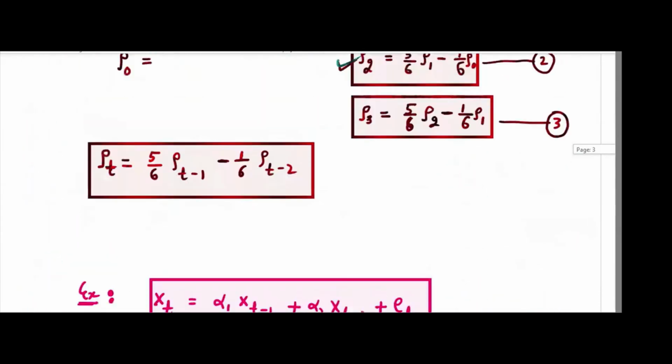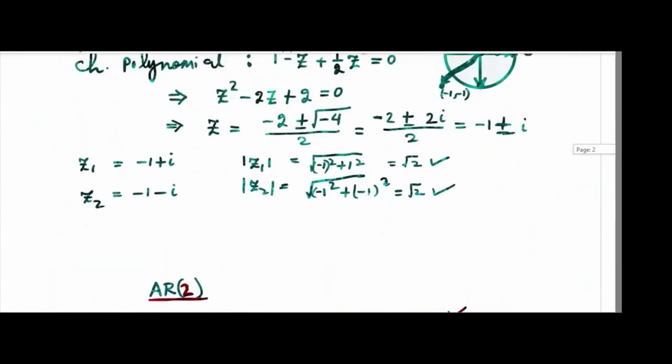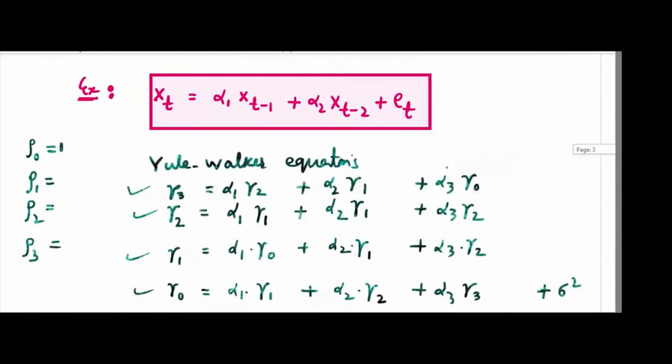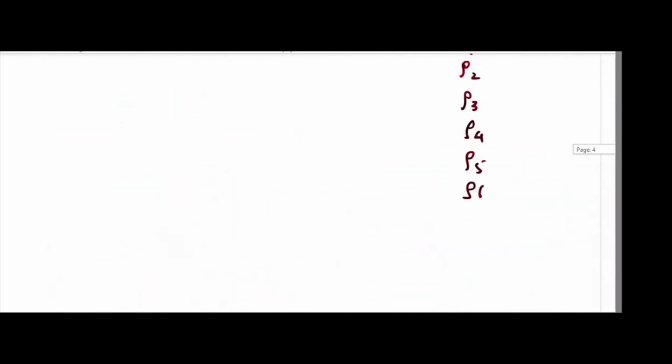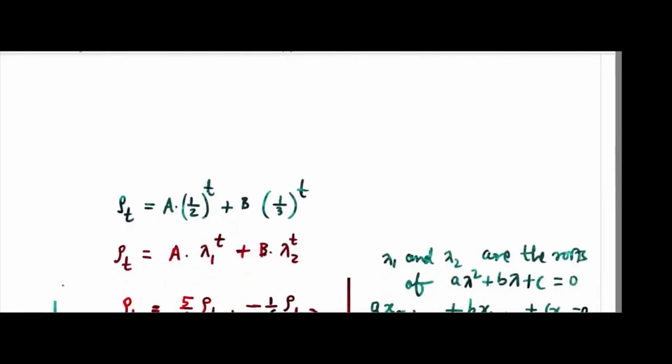You remember the values of rho 0 anyway, we know. So let me write it here. Rho 0 will always be equal to 1. So if I put t equals 0, this will be A multiplied by 1 by 2 plus B multiplied by 1 by 3. So if you put t equals 0, you will get this equation. Rho 0 is 1. So we have one equation: A divided by 2 plus B divided by 3.